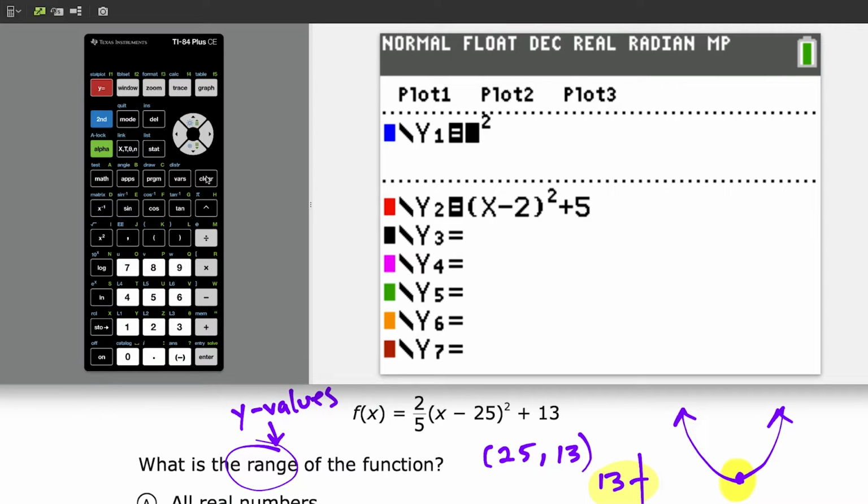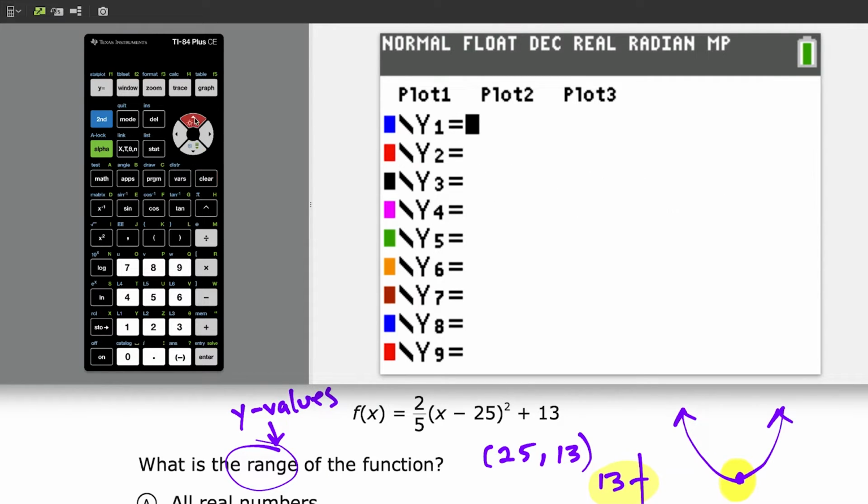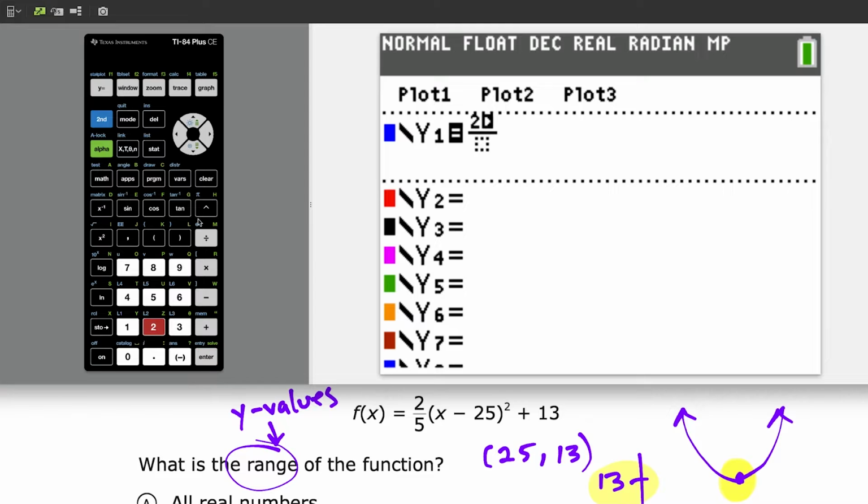But if that's too stressful to remember, then all you have to do is just go over to the calculator and type in, we're going to have 2/5. I could press alpha y equals enter to pull up a blank fraction. And I have 2/5. I press the right arrow to get out, and then I have x minus 25. And then I'm raising this to the second power. And then I have plus 13 on the outside.